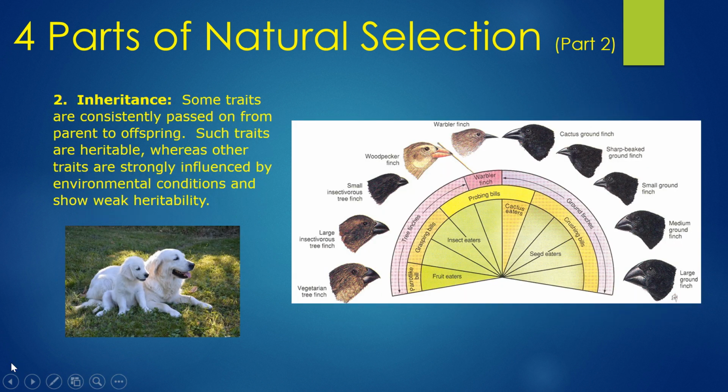The second part of natural selection is inheritance. Some traits are consistently passed on from parent to offspring. These traits are considered heritable. So take a look at the 2 dogs below. A lot of heritable traits there. They get passed from parent to offspring, generation after generation. Some other traits are influenced by environmental conditions and show weak heritability. If you take a look at Darwin's finches to the right, even though they came from one ancestral species, they have turned into several different species, and these changes were brought by environmental factors such as food.